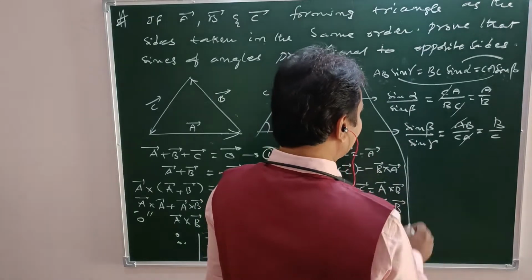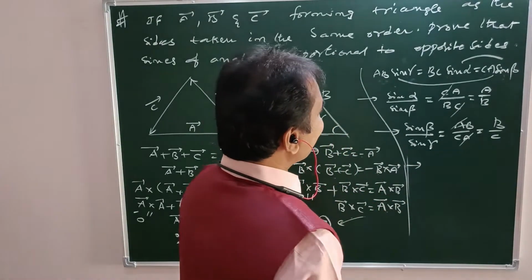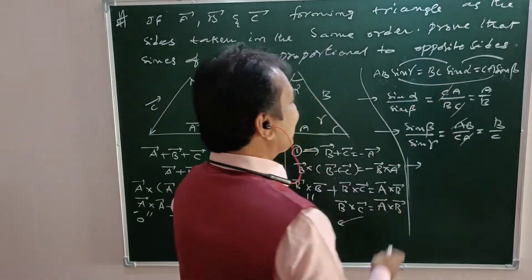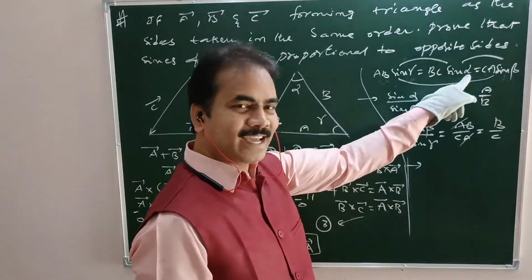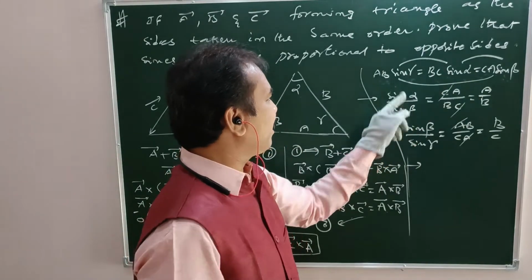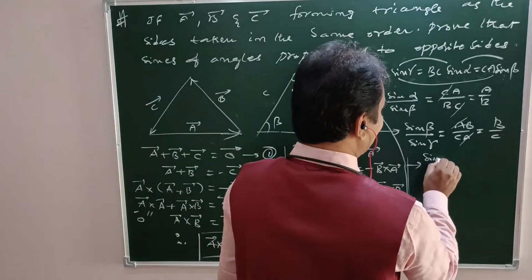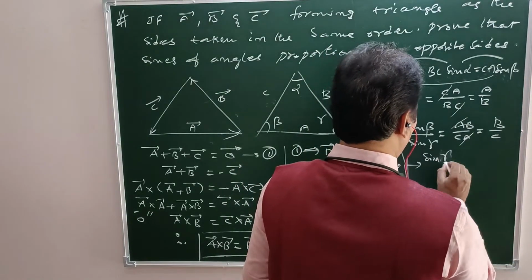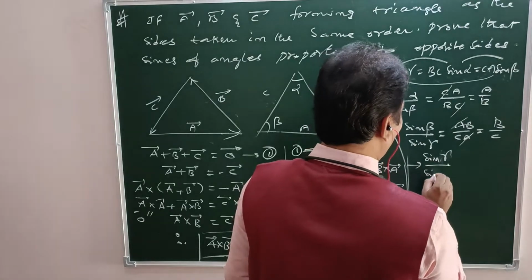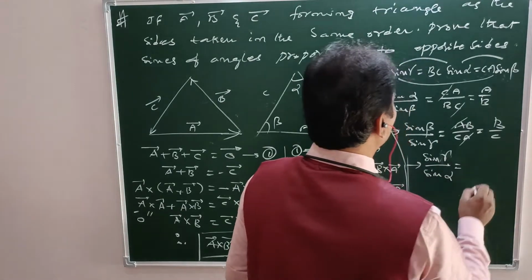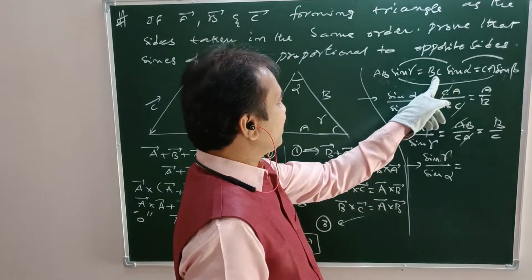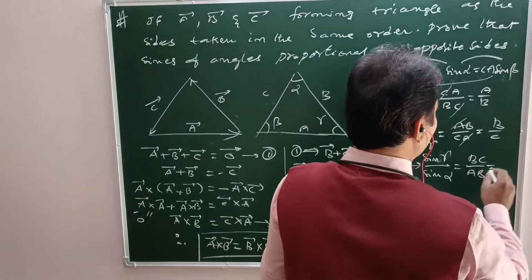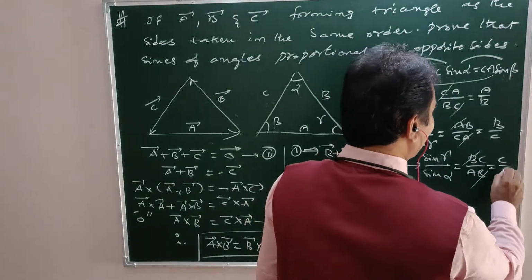Okay, similarly, I am taking the ratio of the first two terms. That is sin gamma by sin alpha equal to BC by AB. Sin gamma by sin alpha equals BC by AB. B gets cancelled, and we are left with C by A.